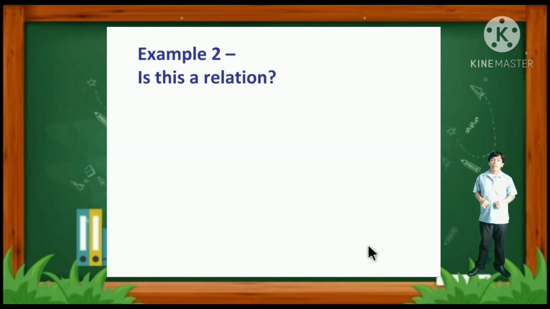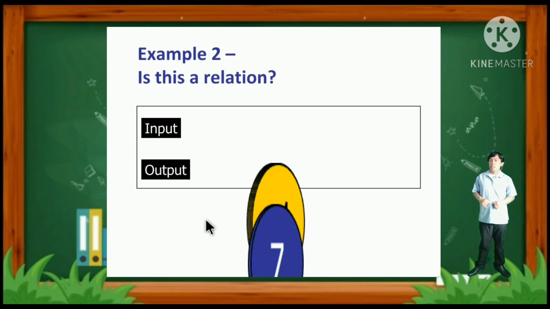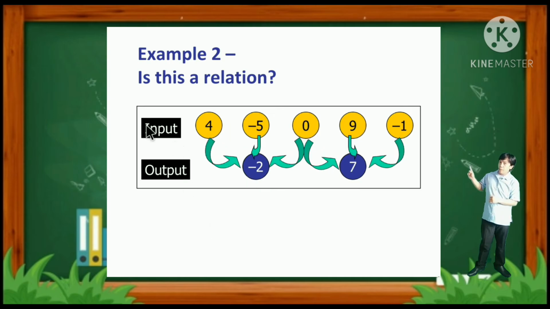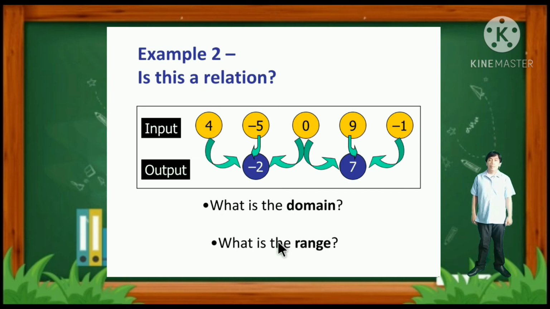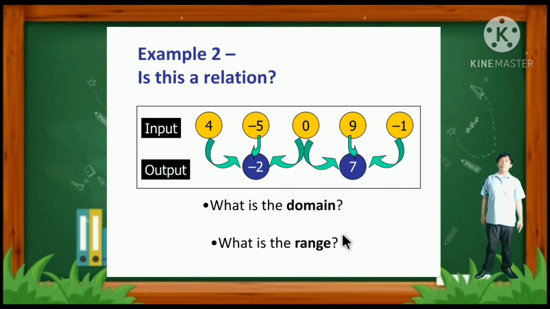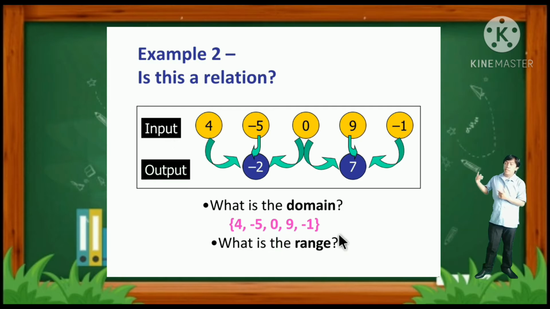Ano? Okay, now, is this a relation? Okay, so we have the input: 4, negative 5, 0, 9, and negative 1. And the output: negative 2 and 7. Okay. Is this a relation? So, what is the domain? What is the range? Okay. So, the inputs are called the domain. And the outputs are called the range.